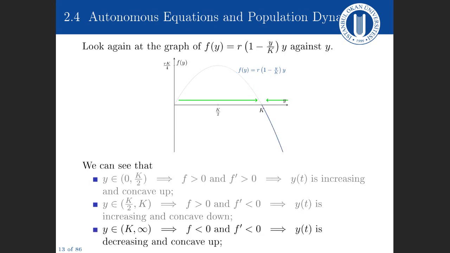And the third and final part of the graph, if y is bigger than k, y is a negative function, and f is a negative function, f is decreasing. So y must be decreasing, and because negative multiplied by negative is positive, it must be concave up.